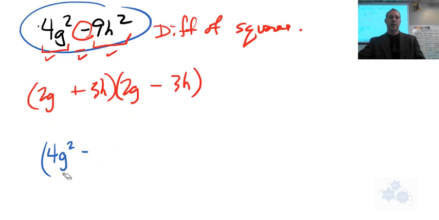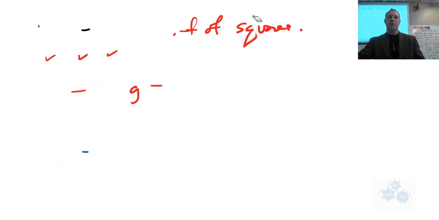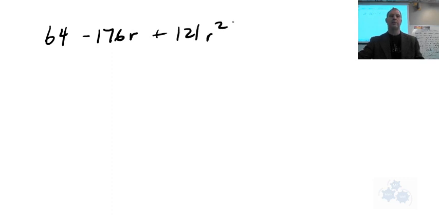Okay? The other one that you guys had problems with was factoring perfect square trinomials. And this showed up quite a few times. So let me just grab a question here. Okay, so this one here, factor this: 64 minus 176r plus 121r squared. Okay, so factor.